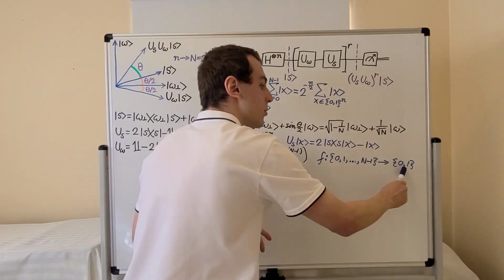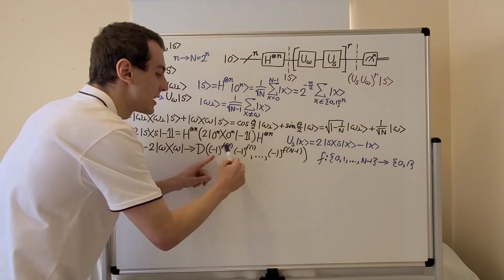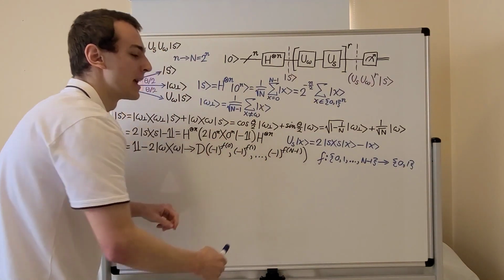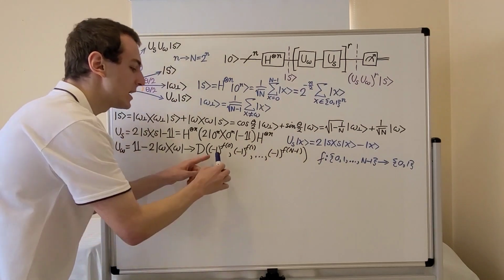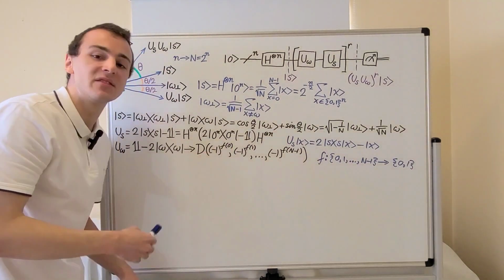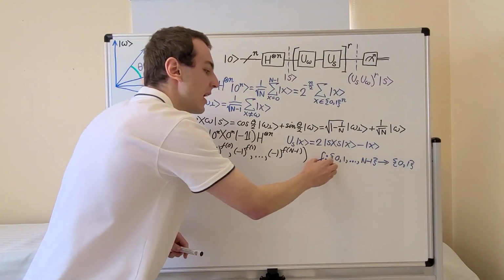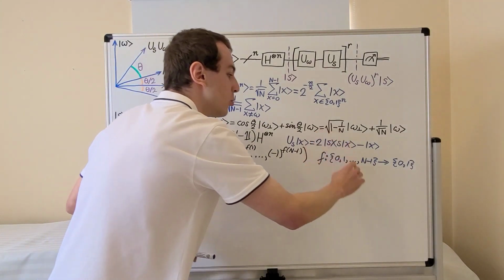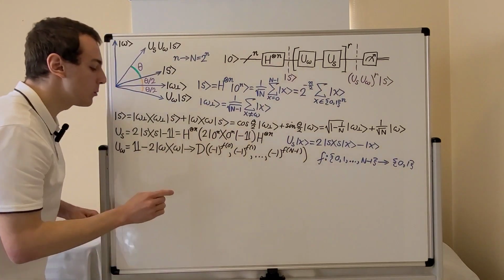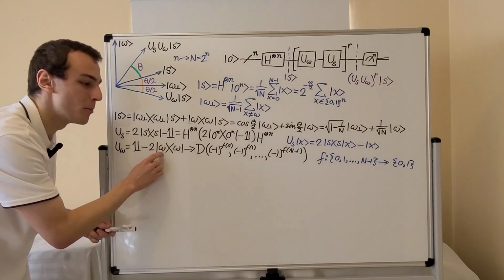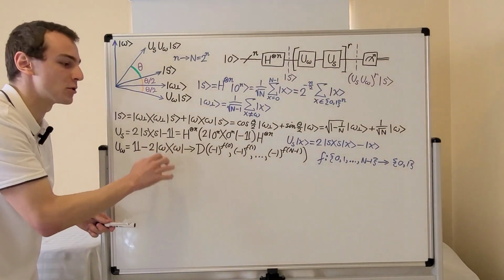So if it's 0, then we're raising minus 1 to the power of 0, so we're going to get 1. But if it's 1, then we're raising minus 1 to the power of 1, and that gives minus 1. So it flips the sign. And what we need to do is define this function so that it only gives a 1 when we have the input associated with omega. So that's how we target this omega.